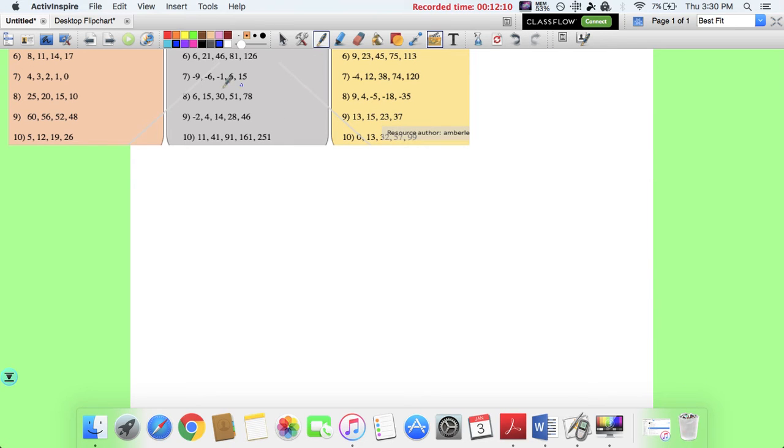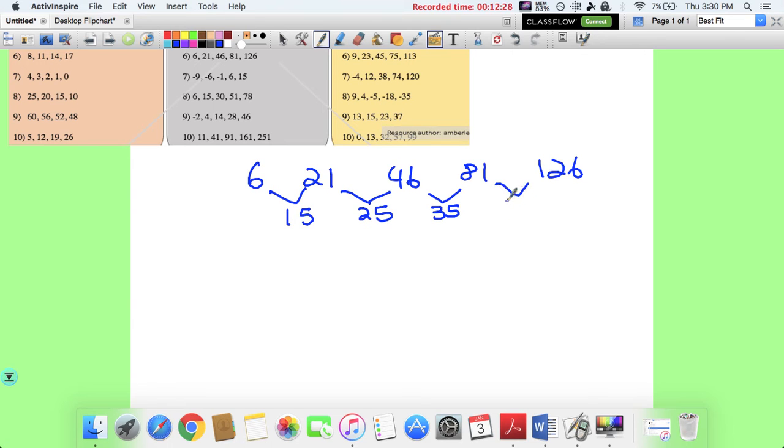Let's do number 6 from the silver group. 6, 21, 46, 81, 126. That is 15, 25, 35, 45. Obviously, they're not the same, so right away I know that this is going to be a quadratic sequence. I just got to figure out if there is a coefficient here.